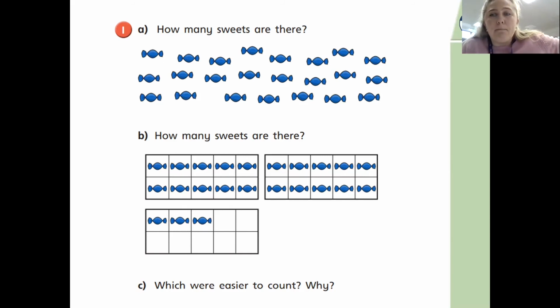Okay. Part B of the question, it says how many sweets are there? This time they're in tens frames. Can you count them for me? Pause it now and count them.